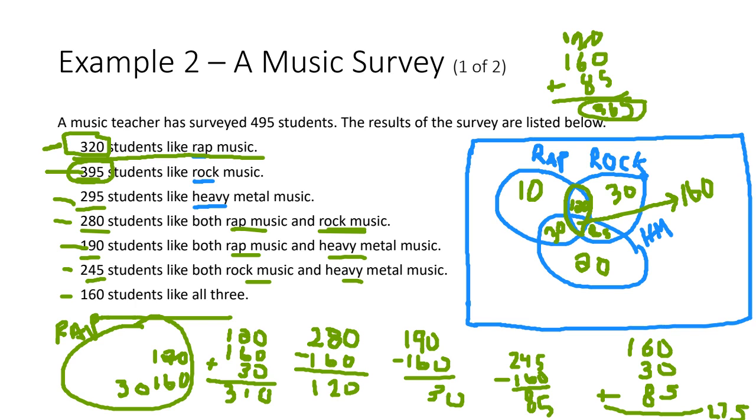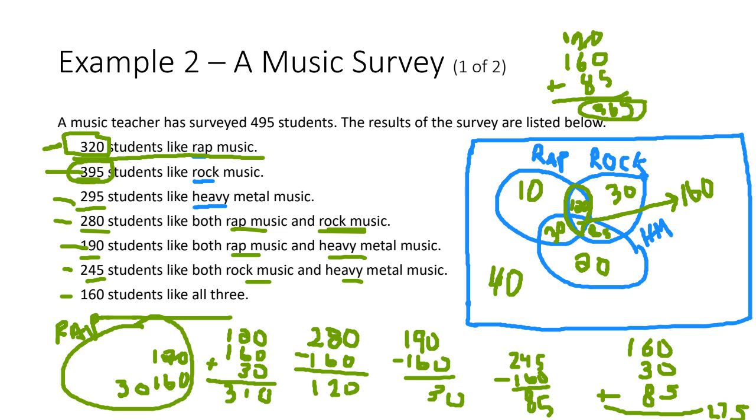Well, we need to add the 10 plus the 120 plus the 30 plus the 160 plus the 30 plus the 85 and plus the 20. So if we add all of those and subtract from 495, then we're going to end up with 40 students who do not like any of these. Okay. So after we do that, usually the problems are going to have questions.